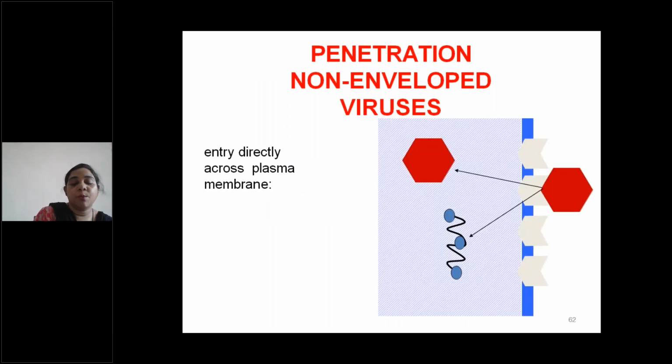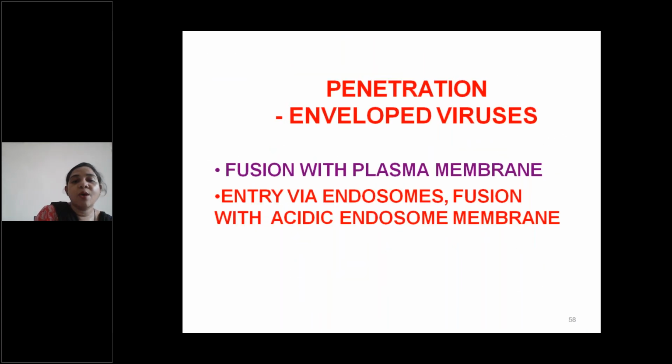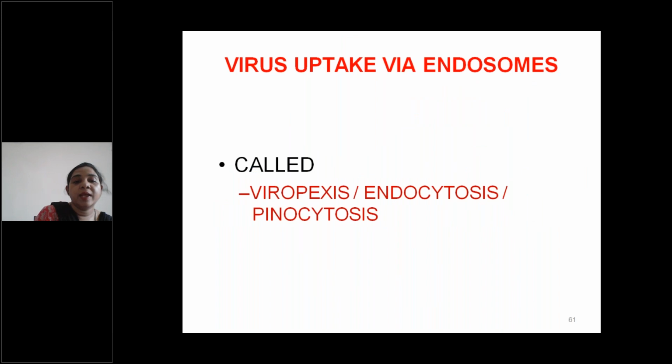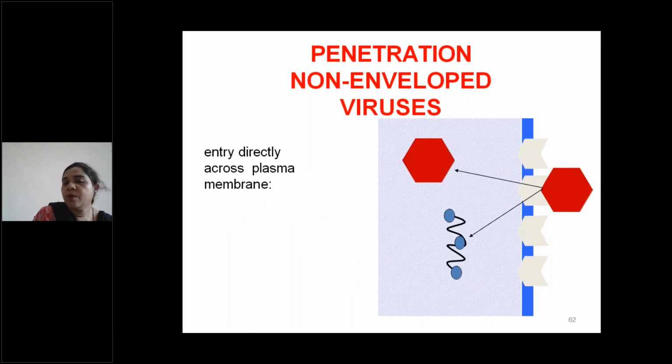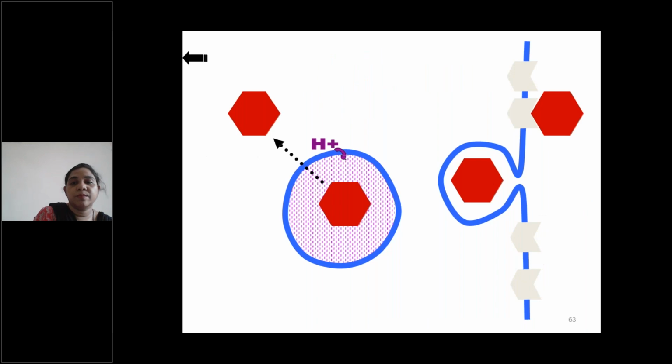Penetration of non-enveloped viruses usually takes place directly across the plasma membrane. See here, this is the non-enveloped virus. It does not have any envelope. So how does it enter the cell? Directly by crossing the plasma membrane. Whereas in the case of enveloped viruses, it has to first fuse with the plasma membrane and then enter through endosomes. In the case of non-enveloped, there is no need of entry through endosomes.